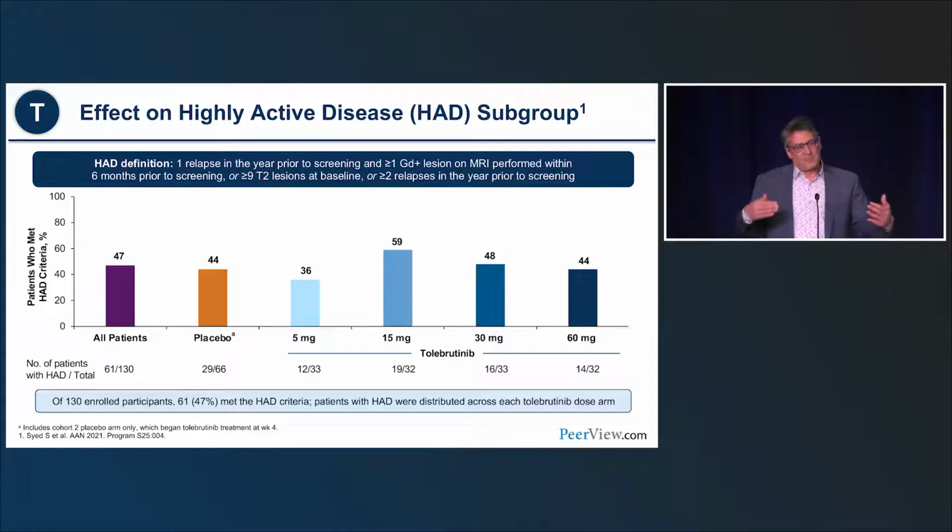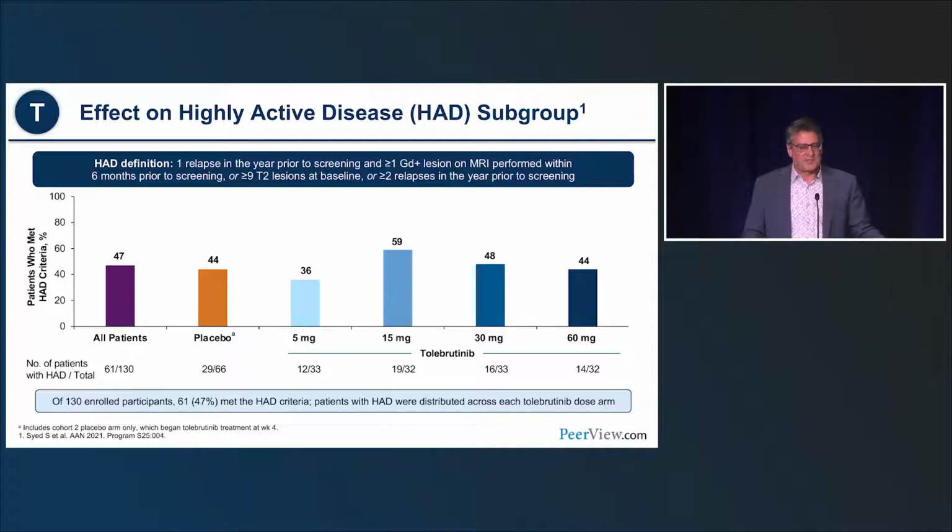We also broke it down into patients that met contemporary definitions of what's called highly active disease. They're the patients we tend to potentially worry more about for their higher risk for relapses and disability. And about half the patients in the group met that definition going into the study. And that's just showing the breakdown by dose group. So fairly evenly distributed amongst the different doses.